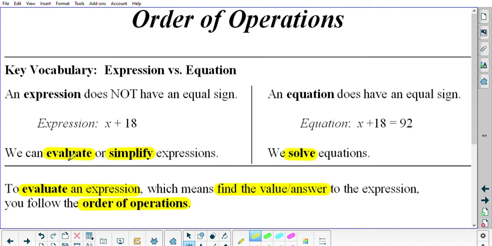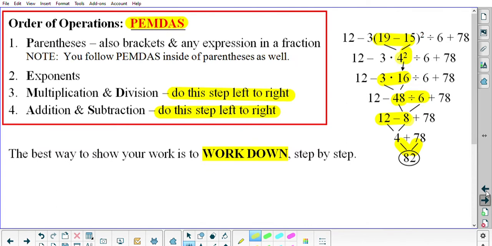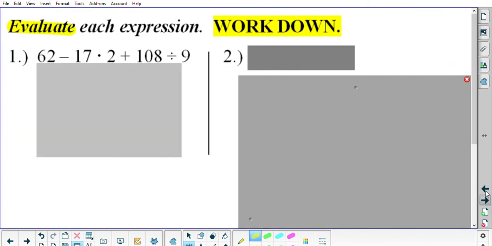So right here we see to evaluate an expression means to find the answer to the expression. Find the final value, the final number that you come up with by following the order of operations. So that's what it means to evaluate an expression. So let's go ahead and look at the very first example.